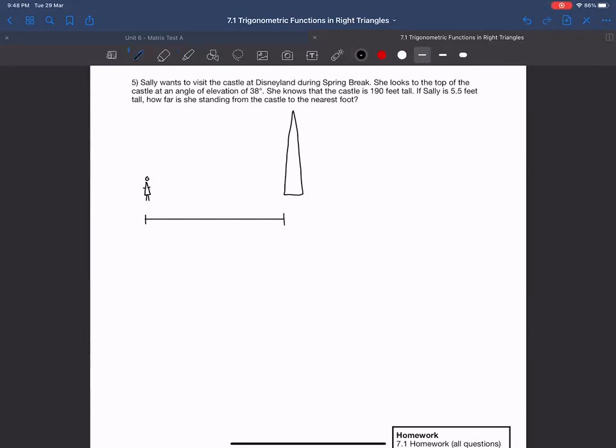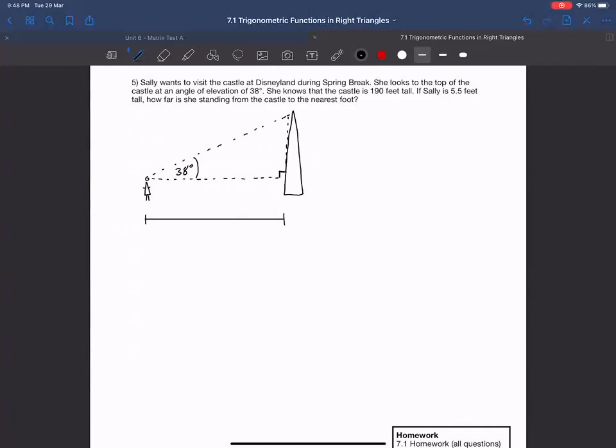So what do we know? I am trying to find this distance here, which is the horizontal distance to the castle. We know that she looks up to the top of the castle, and if she looks up, she has an angle of elevation of 38 degrees. And we know this is going to be making a right-angled triangle.